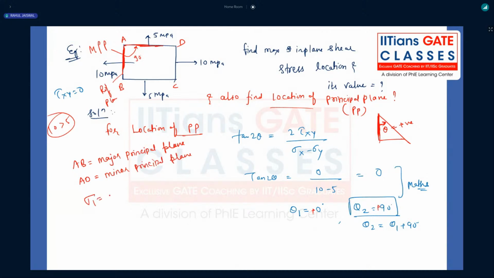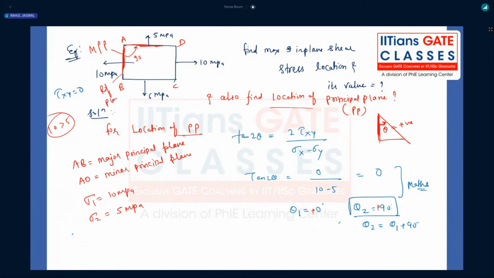And what is the sigma 1? 10 megapascal. What is sigma 2? 5 megapascal. Two values we got to know. Whether it is clear, this thing? These things we are doing analytically. But if you just go to the graphical method, that is the Mohr circle, things will become very, very simplified. But before that, you must understand the analytical methods, right?